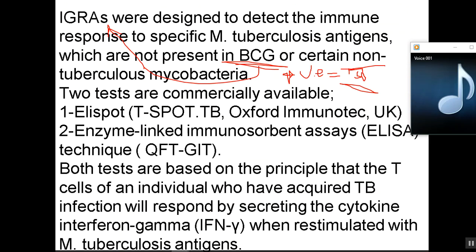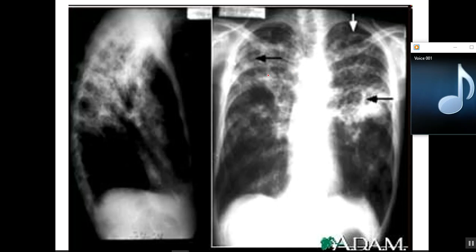This is the X-ray in case of TB, also useful for the diagnosis as we talked. This is the destruction of the old TB and cavitation. This is fibrosis, and this is the cavitation indicating the active disease.